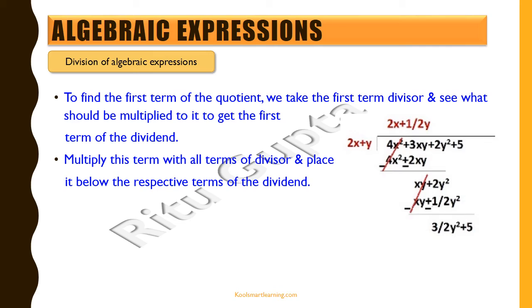So we write 2x in the quotient part of this long division, and then we multiply 2x with the whole 2x plus y to get 4x square plus 2xy, and then we place these terms below the respective terms of the dividend. Now we subtract and we see that 4x square completely gets cancelled out with 4x square, and 2xy is to be subtracted from 3xy. We get xy down, and we get this 2y square term along with it. So in this case, the dividend now at this stage of division becomes xy plus 2y square.